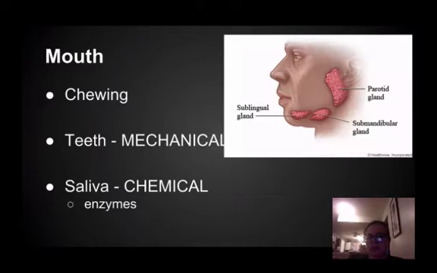So here is just a picture of the profile of a human. There are 3 salivary glands that produce saliva and produce the enzymes that are present in saliva. We have the sublingual gland, which is under your tongue, submandibular gland, which is under your jaw, and the parotid gland, which is kind of right in front of your ear.